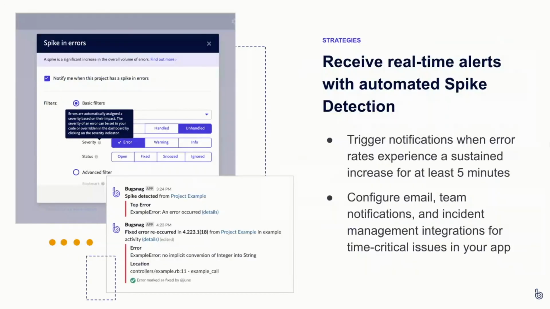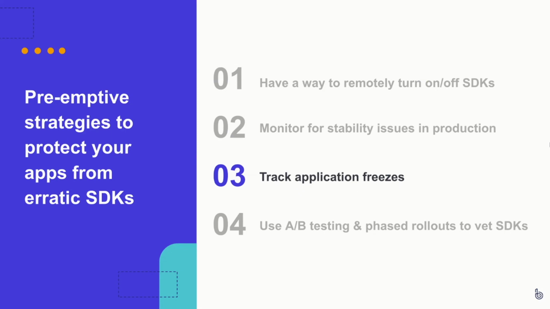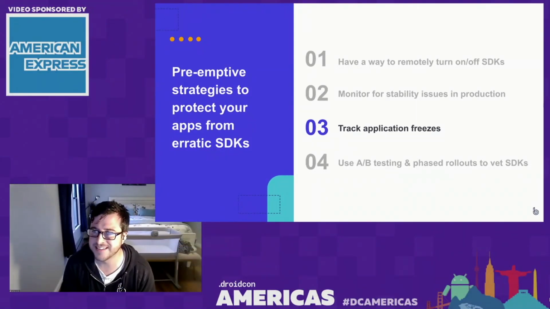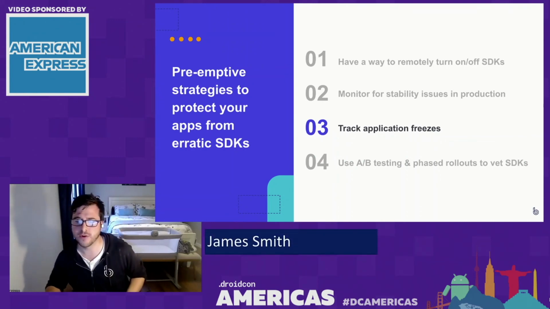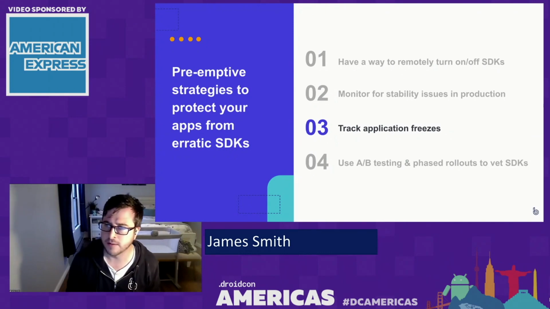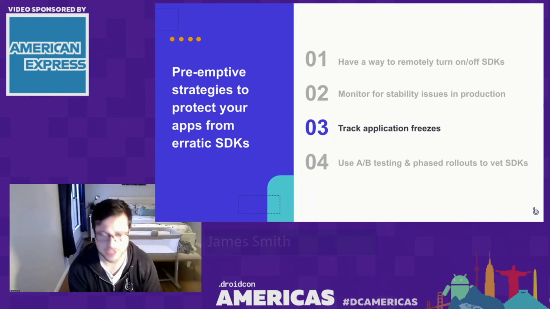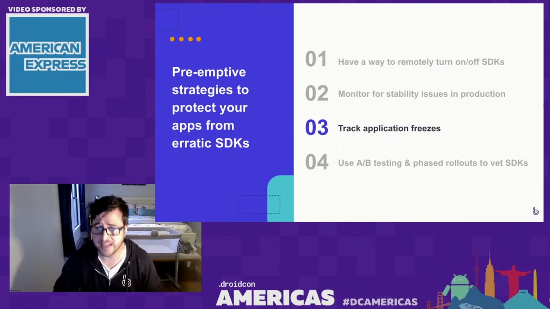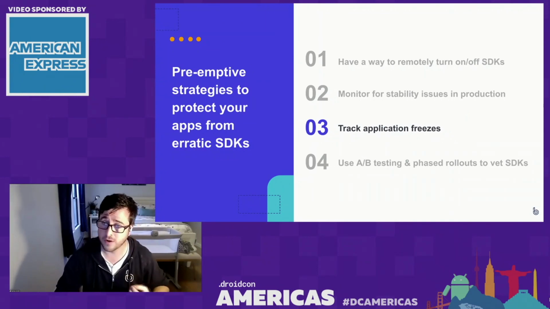So let's talk about the other kind of types of bug, which aren't necessarily the ones that cause everyone to see a crash. Now, Android developers are familiar with this. ANRs are unfortunately a frequent occurrence in Android land, but tracking application freezes is equally important. You want to make sure that anyone who has a bad customer experience, you know about it.